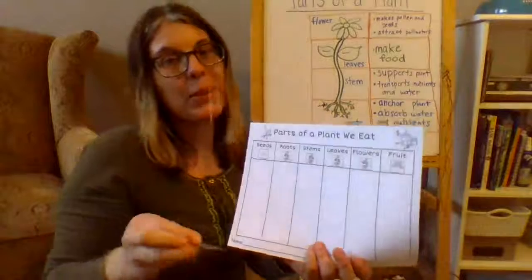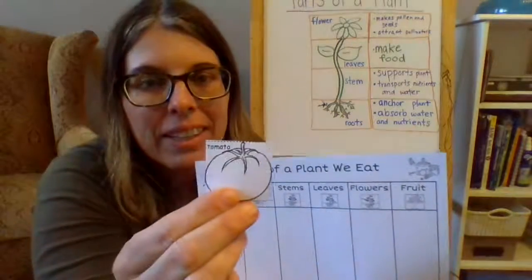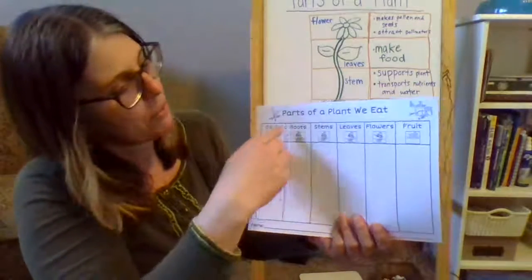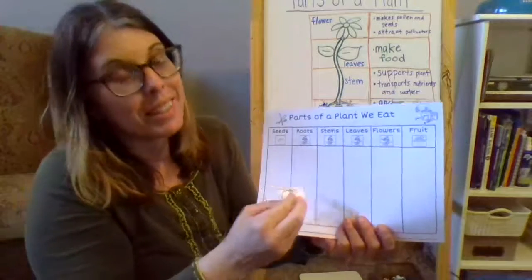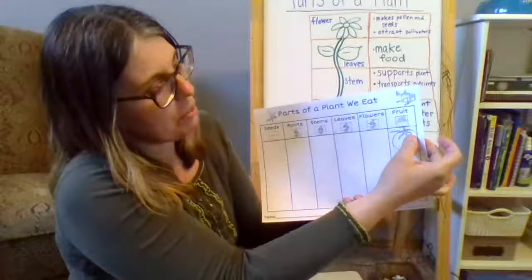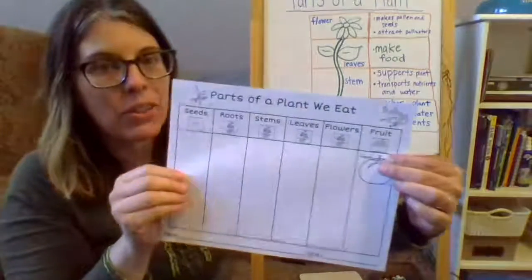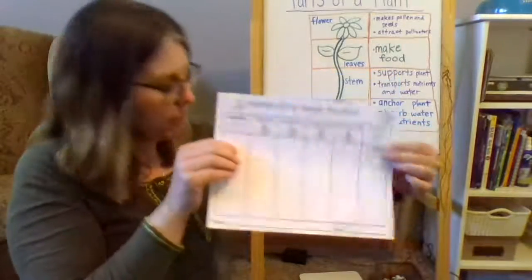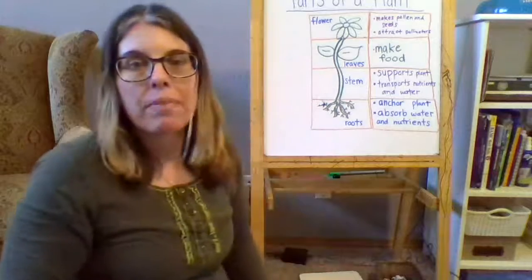Okay, so let's do one together. So here's one. We just talked about this one, but it's a tomato. So where would that go? Seed, root, stem, leaves, flowers, fruit. That's the fruit. It's a fruit. We're going to put it way over here in the fruit column. Okay, so you'll do that with all the different foods. Okay, there's fruits and vegetables and all sorts of foods there. And so you'll do that with all of them.